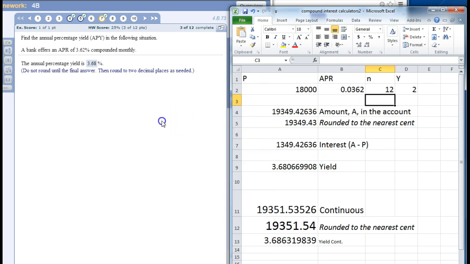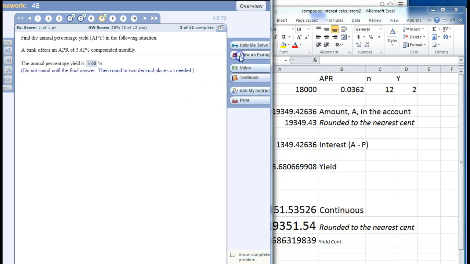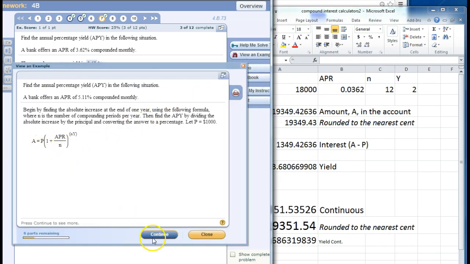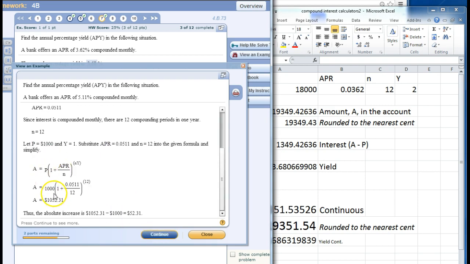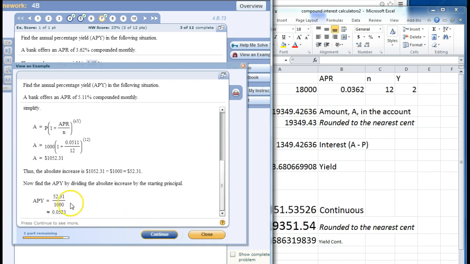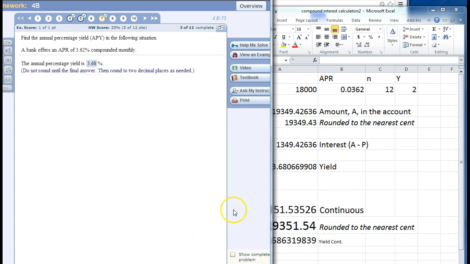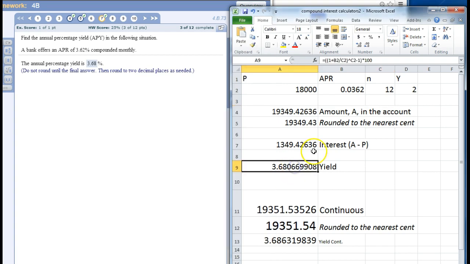Alright, the yield formula, again, if you click on view an example, you get a formula to get yield. They even tell you to just make up a number, and they show you how to get the yield. I'm using this formula, which has the compound interest formula in there, but it's got subtraction. So anyway, you can use that. You can follow view an example, but it's fine for you to use these calculators.